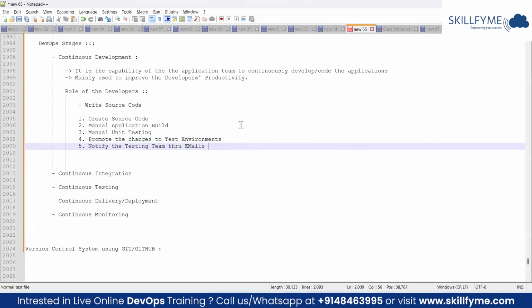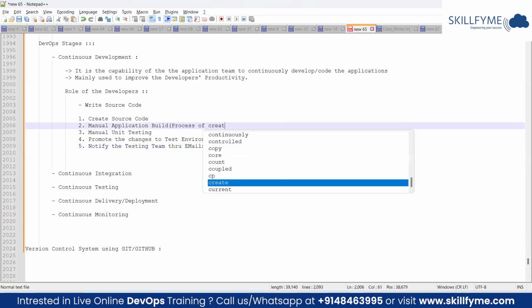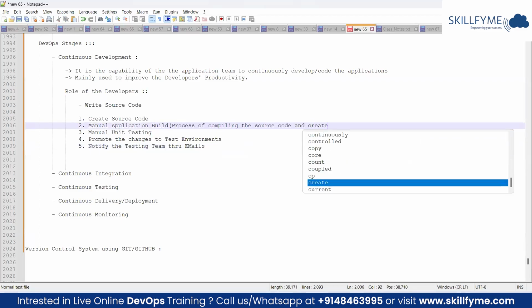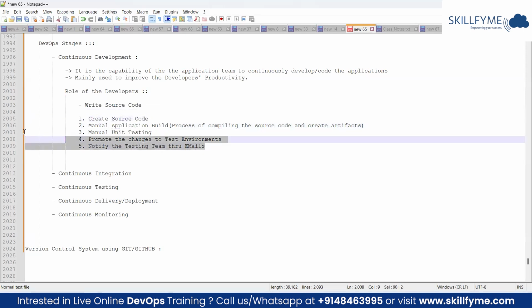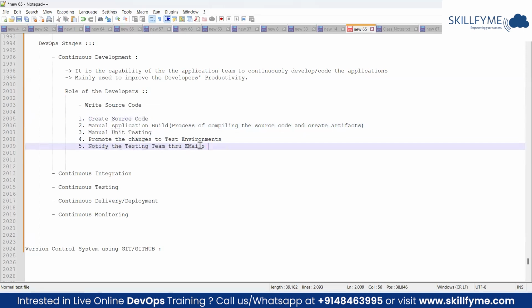So application build means it is a process of creating the artifacts, compiling the code and create artifacts. So this also developers should do. That is what the expectation in your traditional process, like in Agile methodology. Their primary role is to code the application, but apart from coding, they have to do all these activities. And if developers are involved in all these activities, definitely it will impact their productivity. That is what the DevOps team is going to suggest here.